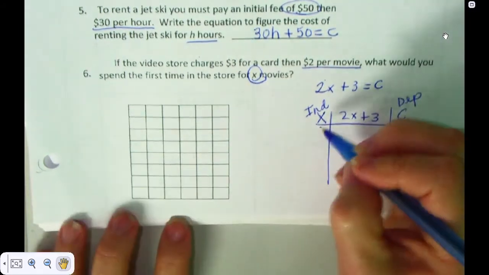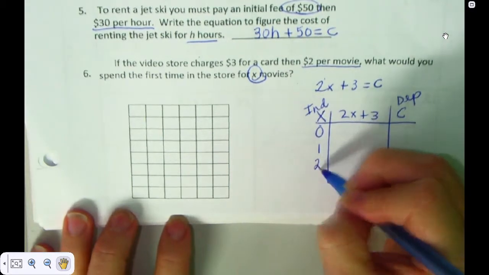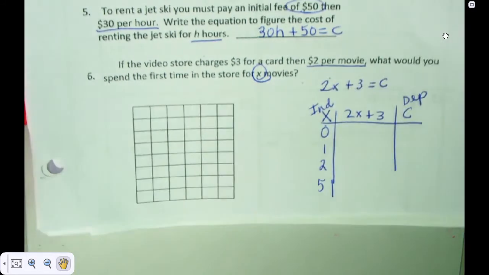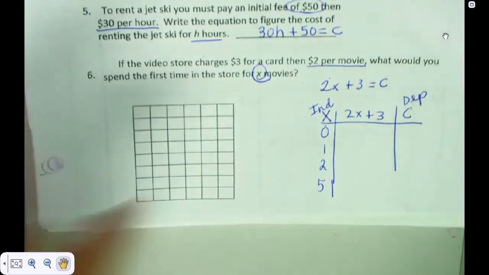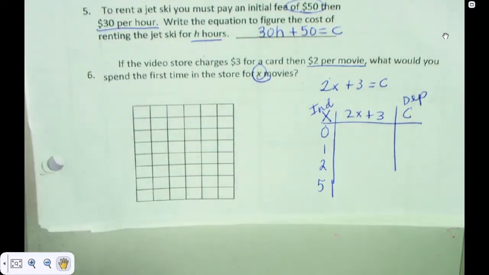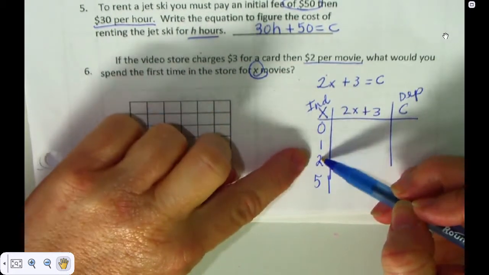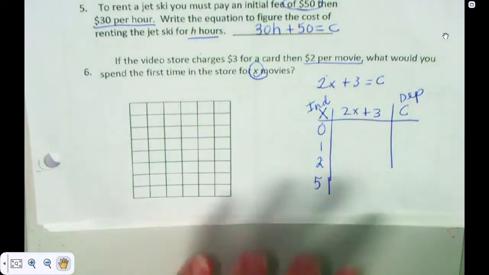Now, I'm going to choose 0, 1, 2, and 5. That's what I'm going to choose. 0, 1, 2, and 5. And we're going to find the cost. I could have picked 2, 4, 8, 9, 10, 12. I mean, I just randomly picked some numbers because those seem kind of reasonable amount of videos that you might rent on one night.